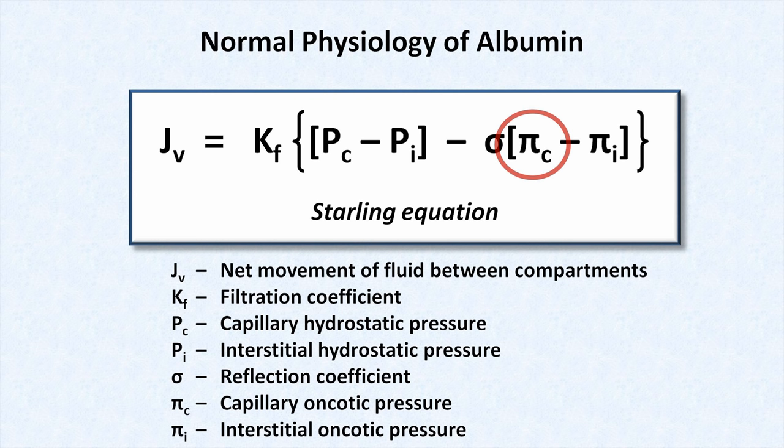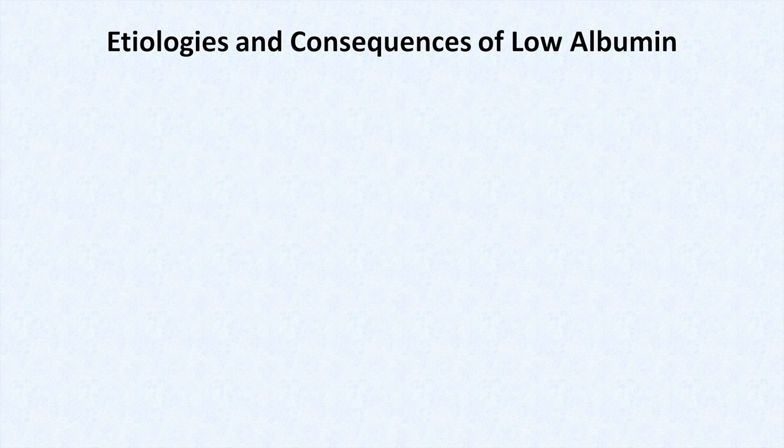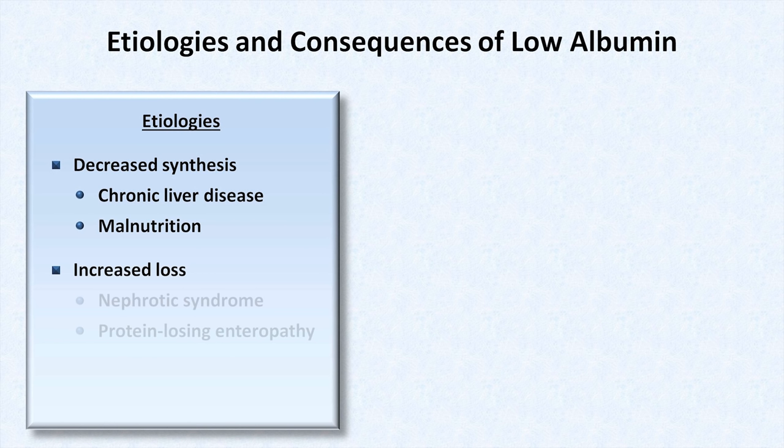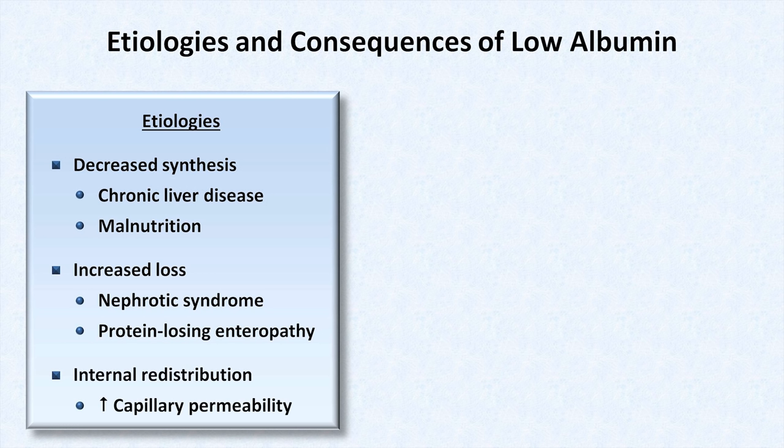There are three major categories of the etiologies of a low albumin. There can be decreased synthesis, as in chronic liver disease and malnutrition, increased loss, as in the nephrotic syndrome and the relatively uncommon condition of protein-losing enteropathy, and internal redistribution, as in increased capillary permeability, which might occur in the setting of severe sepsis. The consequence of a low albumin is related to fluid leaking into the interstitial space.